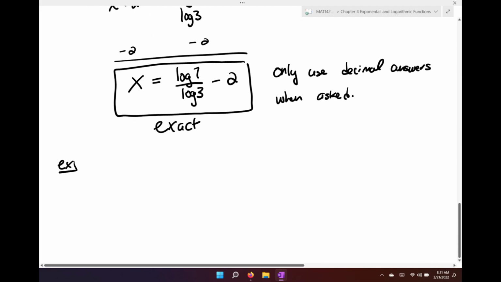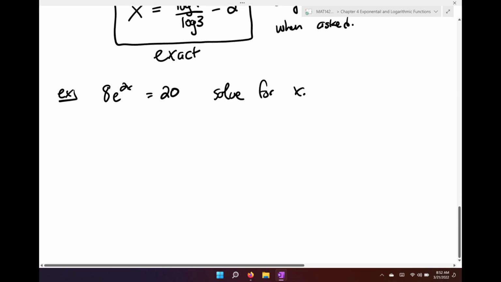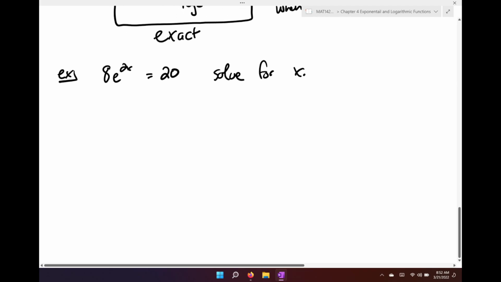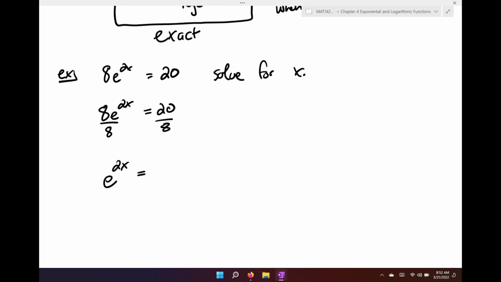Now, we're going to do another example here. Okay? And this one's a little bit more straightforward. So we have 8 e to the 2x equals 20, and we want to solve for x. All right, so first thing I'm going to do here is divide both sides by 8. This is going to give me e to the 2x equals 20 over 8, and 20 over 8 reduces down into 5 over 2.